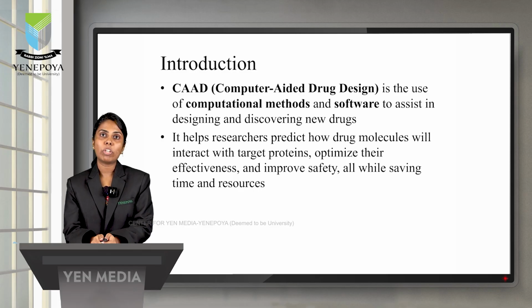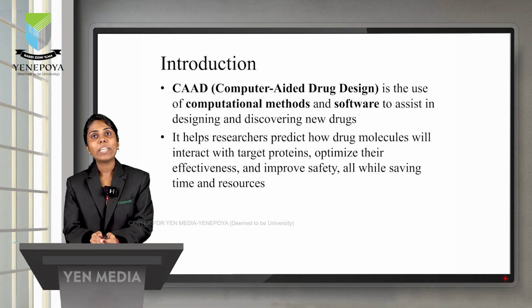Before proceeding to molecular docking, let me give the introduction on what we mean by CADD. CADD is nothing but computer-aided drug design. By using computational techniques or software, we can design and discover new drug molecules. From this, we can predict how the new drug molecule can interact with a protein or enzyme. From there, we can optimize their effectiveness and improve their safety profile.